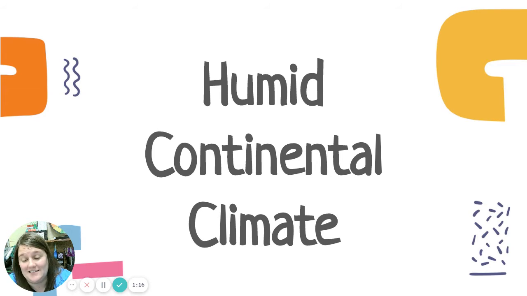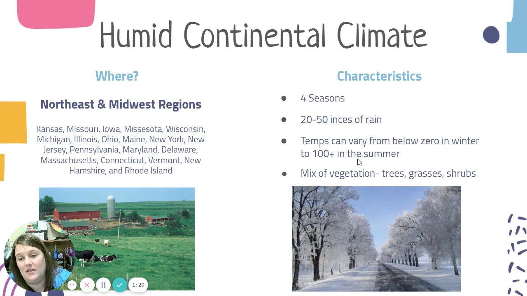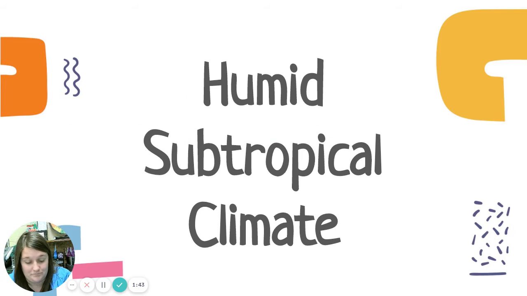So, for example, humid continental climate, like right where we are, Ohio, right? You're going to find this in all of these states. It's in the Northeast and Midwest regions. You're going to have 4 seasons, about 20 to 50 inches of rain per year. Temps can vary from below 0 in the winter to 100 plus in the summer. You've got a lot of different vegetation: the trees, the grasses, the shrubs. So nothing too extreme here, but this is exactly where we are. We're in a humid continental climate.